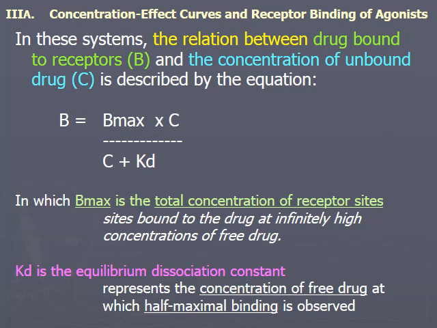Now, if you were to look at binding curves, drug concentration versus binding to receptor, you also see a hyperbolic equation. The formula for that equation looks a lot like what we just saw for the concentration-effect curve, where binding of drug to receptor is proportional to the concentration and inversely proportional to something we call the KD concentration. KD stands for equilibrium dissociation constant. The KD is the concentration of drug at which 50% of the receptors, or half-max binding, is observed.